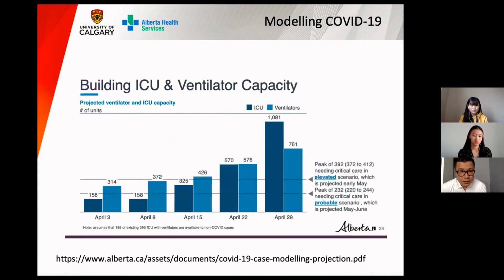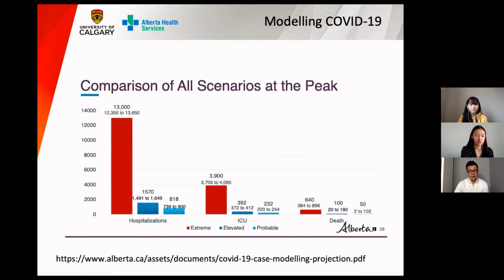So this is a scenario where they talk about, again, probable versus elevated scenarios in terms of building capacity for ICUs and ventilators. And this is a final slide of all the different scenarios that they would consider in terms of extreme, elevated, and probable hospitalizations, ICU, and deaths. And you can see on the bottom right-hand corner here that the worst case scenario they were thinking about back in April was about 640 deaths, elevated about 100, and probable about 50.